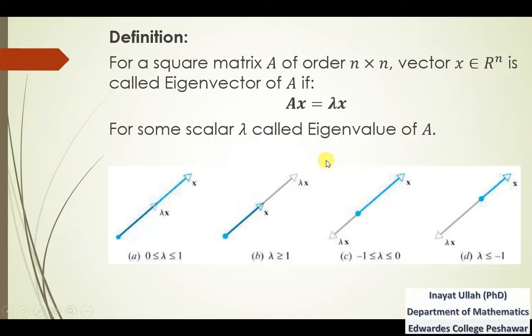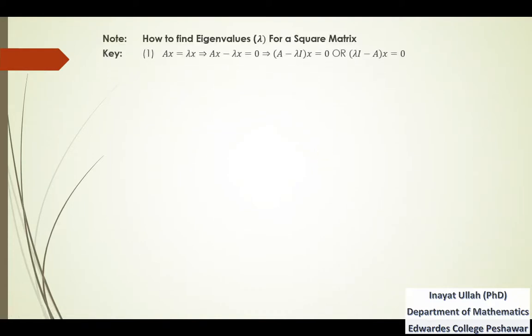So that is the geometrical meaning of lambda, that is, what is the effect of this eigenvalue on the original vector x. Now the question is, how could we find the eigenvalues for a square matrix? Eigenvalues mean the values of lambda. How could we find the values of lambda for a square matrix? So these are the steps.